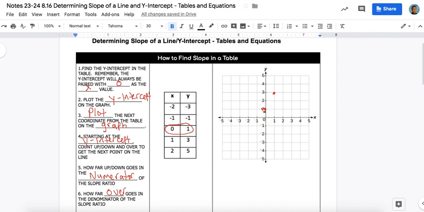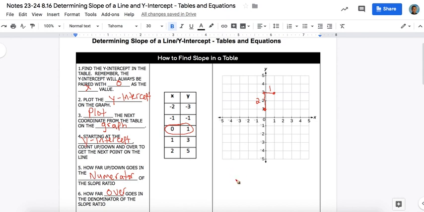So we only need these 2 points. I know we have a whole table here, but we're not going to graph the whole table. I just need these 2 points because my goal is to find the slope and the y-intercept. So we're just going to go up 2, because I'm starting at the y-intercept. So go up +2 and over +1.